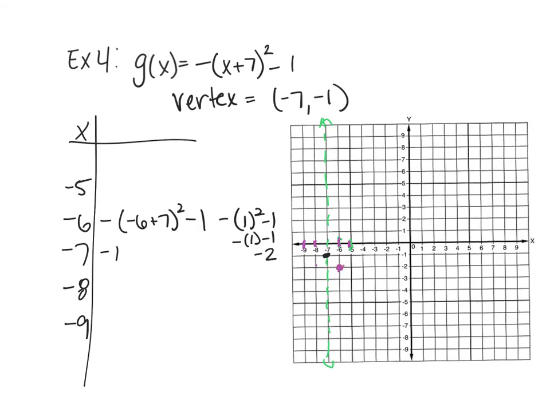And then when I plug in -5, we get negative 5 plus 7 squared minus 1. That negative happens after we do the 2 squared. So negative 4 minus 1 is negative 5. And so they reflect negative 2 and negative 5. So negative 5, negative 5. And then the points reflect on the other side of the axis of symmetry.